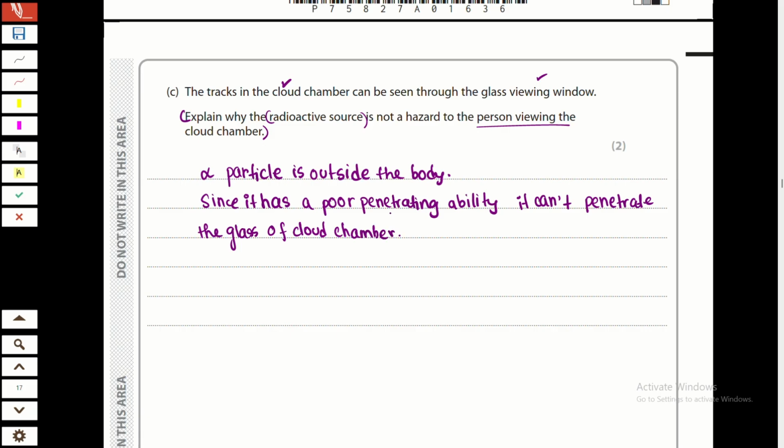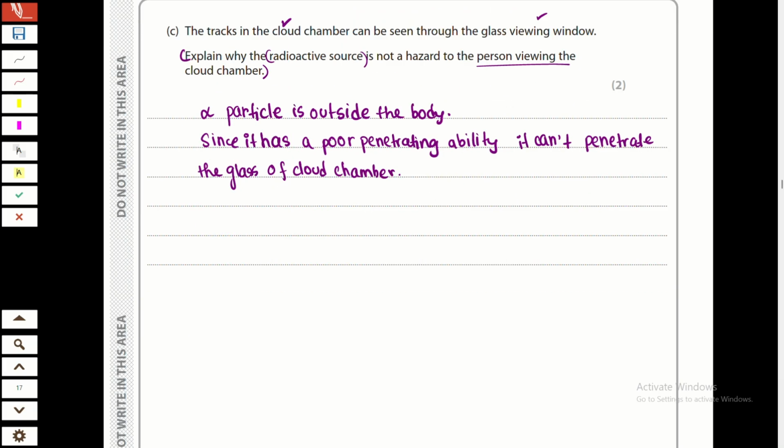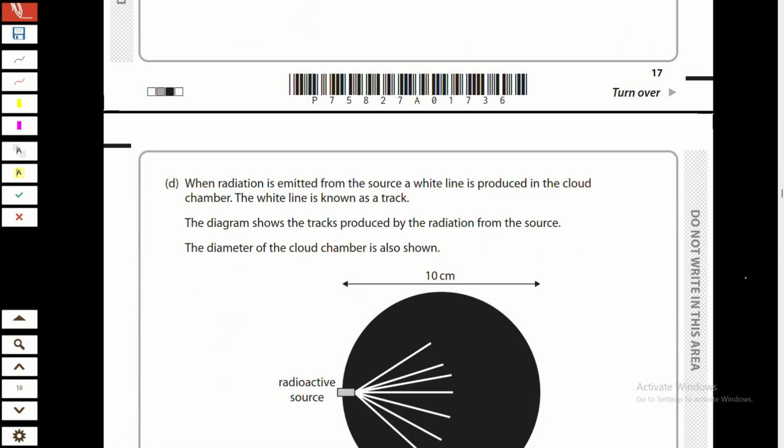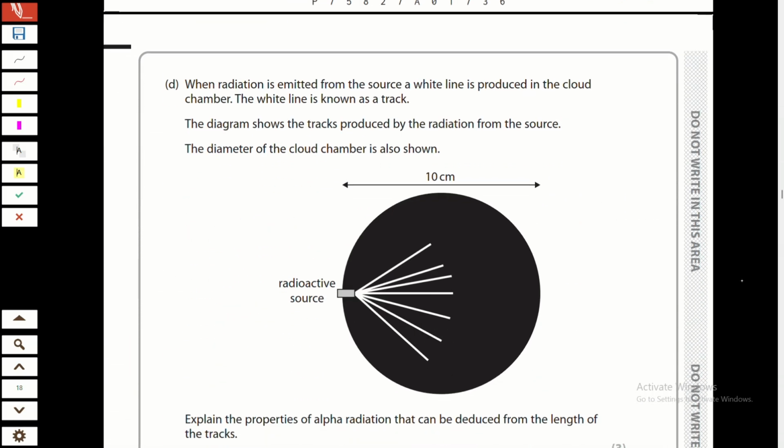All right. So we are done with question C as well.